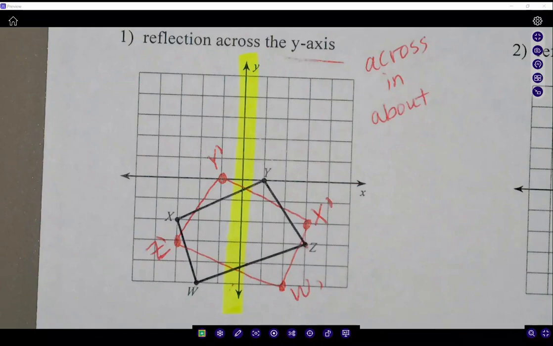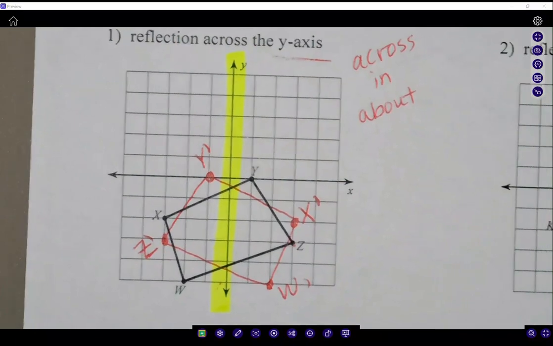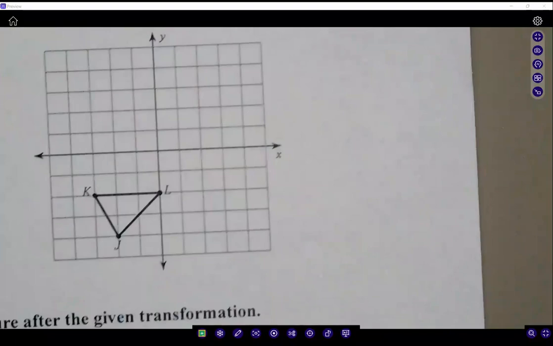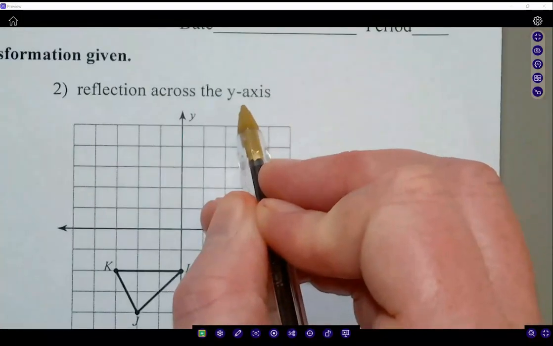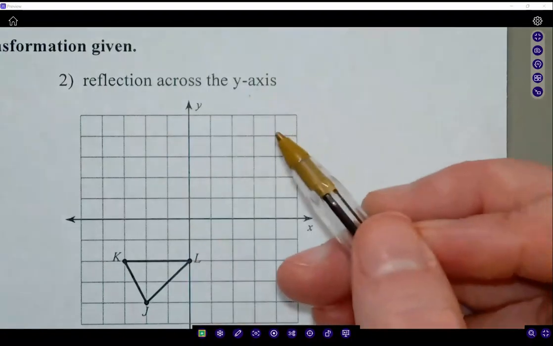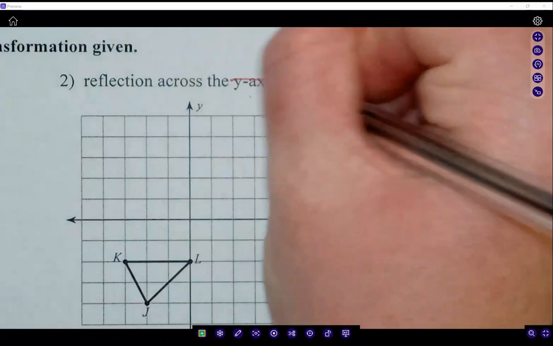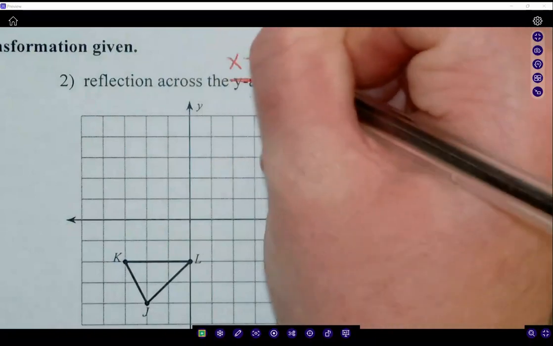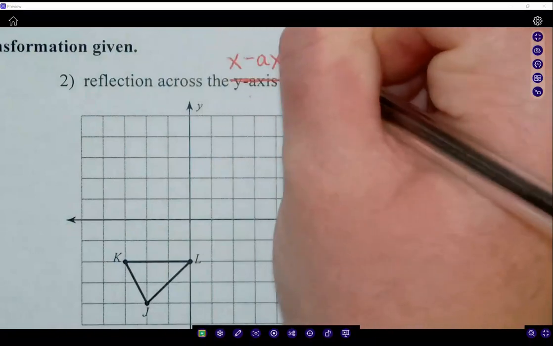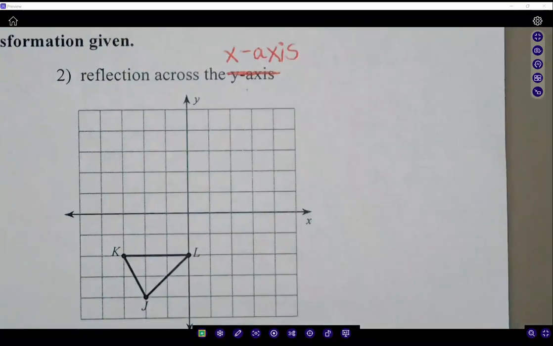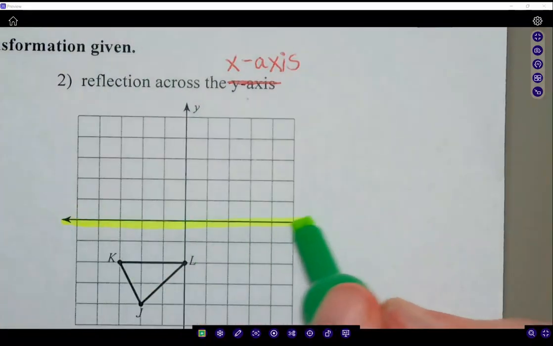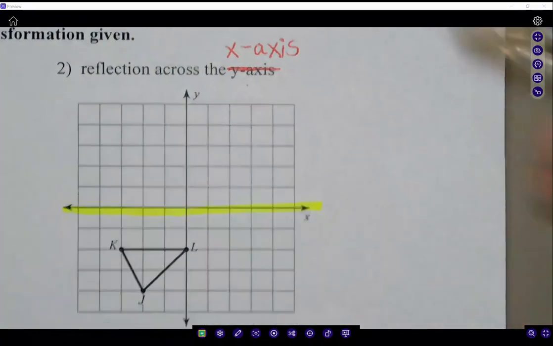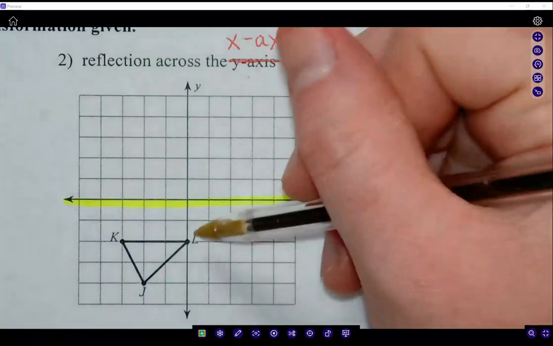Questions? Okay. Number 2, again, it says reflecting across the y-axis. Whoops, let me scoot down a little bit. I'm going to change the instructions here, though, just so that way you guys can have another example that is different. We're going to go across the x-axis, mainly for video purposes. Okay. So I want to identify where the x-axis is. And there it is. And then every single point for my figure, I want to reflect it across that axis.